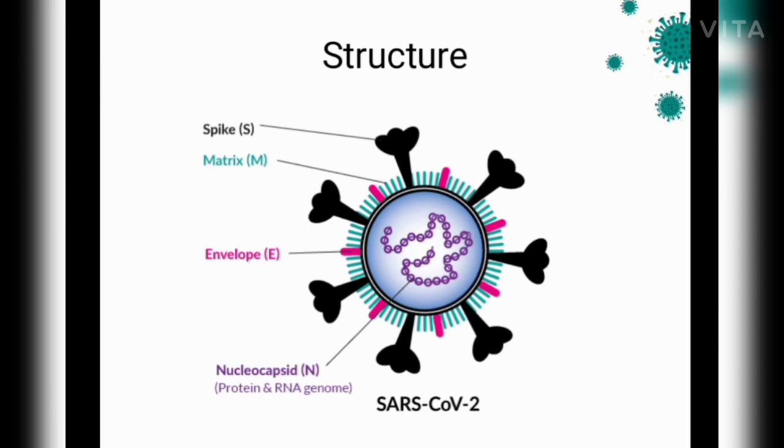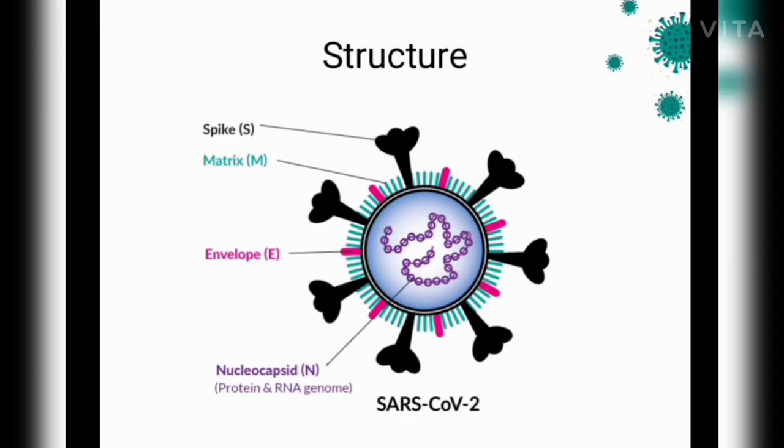Now let's have a look at their structure. This is the structure of SARS-CoV-2 virus. The genetic material of this virus is a single-stranded positive sense RNA, which is protected by a nucleoprotein. This nucleoprotein helps the virus to camouflage its RNA from the host immune system.